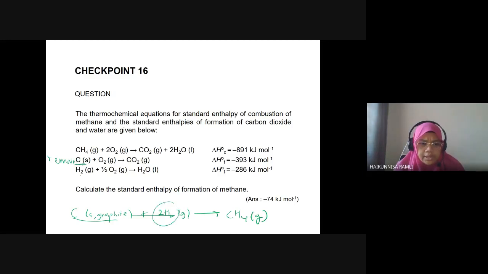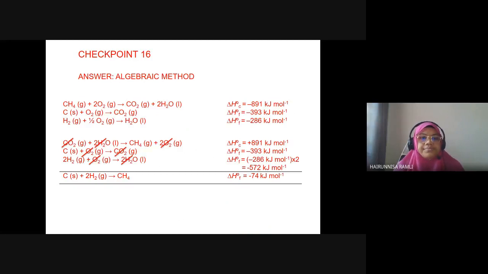Hydrogen cuma ada dekat sini. So you have on the left side, okay. So dia darab dua je. So you darab dua kat sini. So of course kat sini pun kena darab dua. How about CH4? CH4 is equation number one. So dia belah kiri and then 1 mole. So you have to reverse the equation. Okay, first reverse, second remain, the third one you multiply with 2.